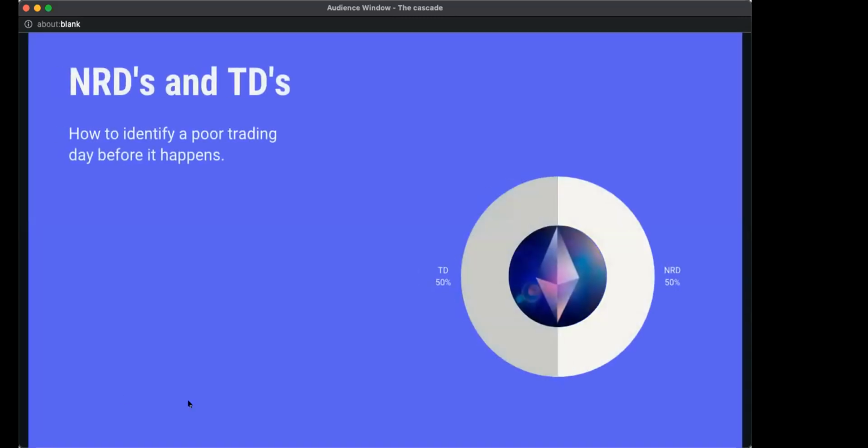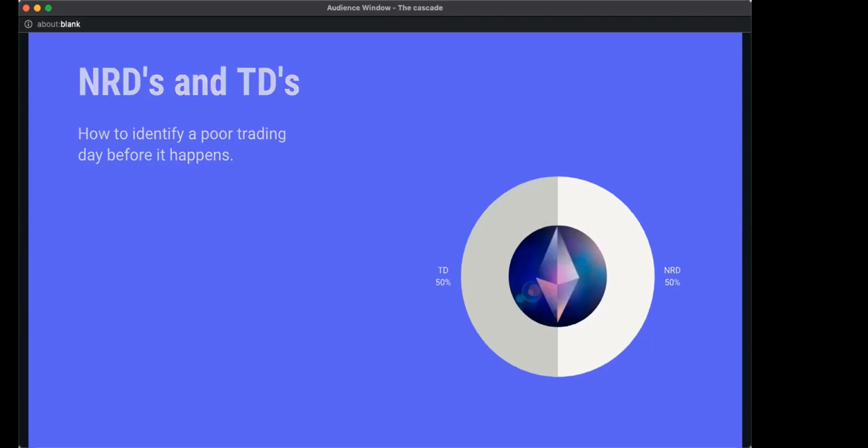So we have something called NRDs and TDs. NRDs are narrow range days, which is typically where you want to stay away from the market. The market is going to be trading in a very, very tight range, about a 20 to 30 pip range. You're not going to catch many moves. And TDs are trend days, where you're not going to catch any moves because you should have been in the move already. It usually happens after a news catalyst, and you're just going to see the market explode to the upside, offering little to no setups.